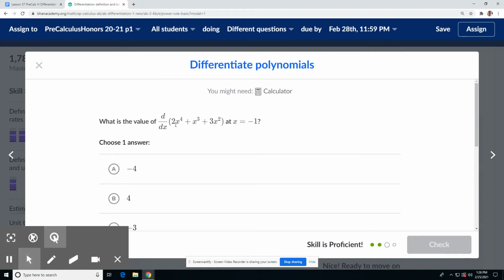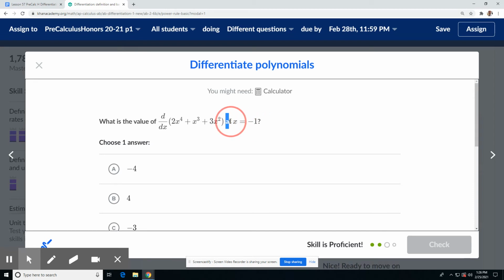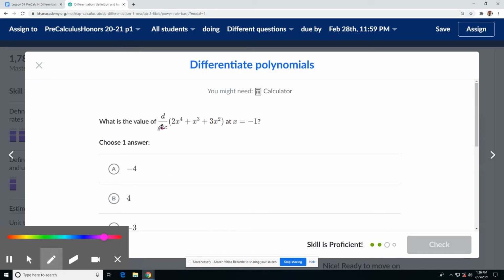Next one, same kind of problem, but now they're asking us also to evaluate or plug in a number at x equals 1. So the first step is we find the derivative with respect to x, then we plug in the number. So I'm going to go ahead and just streamline it. The derivative is basically applying to each term. It's almost like a distribution idea.